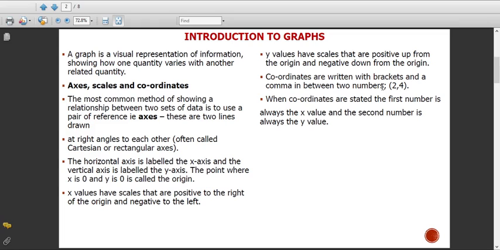Coordinates are written with brackets with a comma in between, and the first number is always the x value and the second number represents the y value.